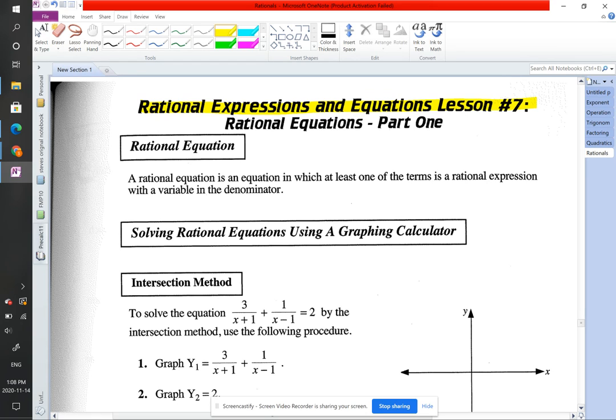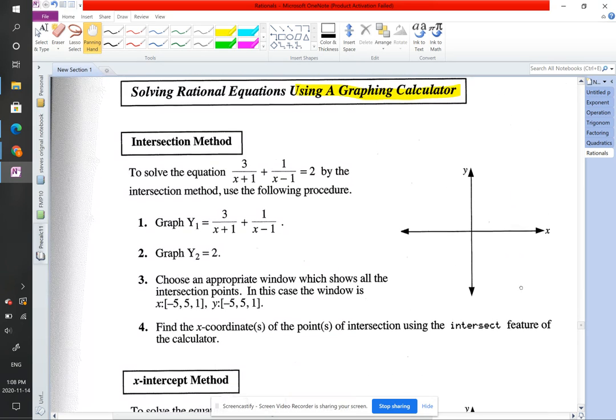It says here, a rational equation is an equation in which at least one of the terms is a rational expression with a variable in the denominator. So I'm going to show you how to solve these using a graphing calculator, but the main focus of this lesson is going to be solving them algebraically. So this will be more just for fun here.